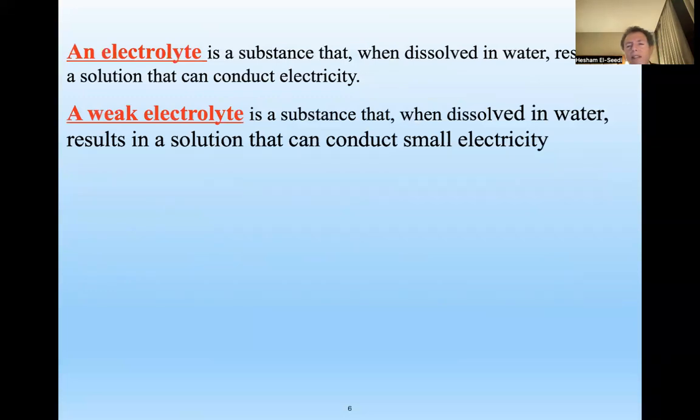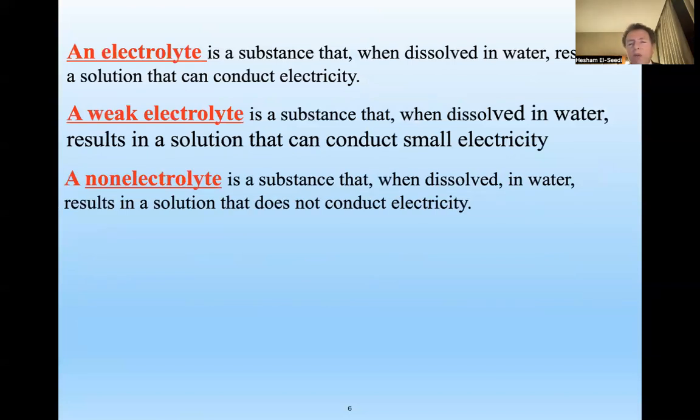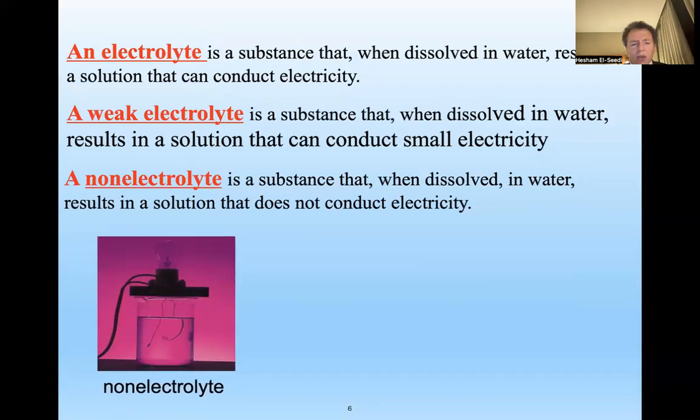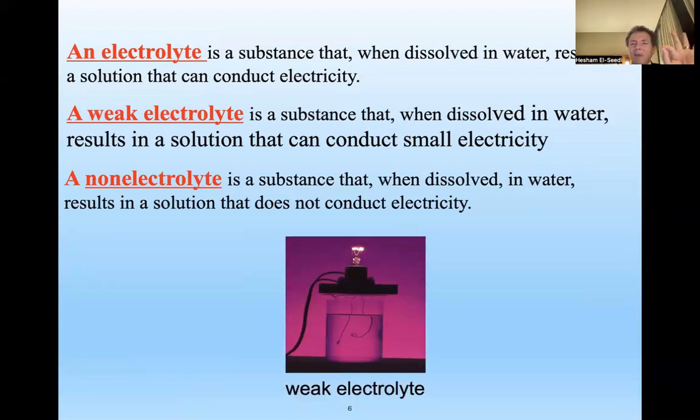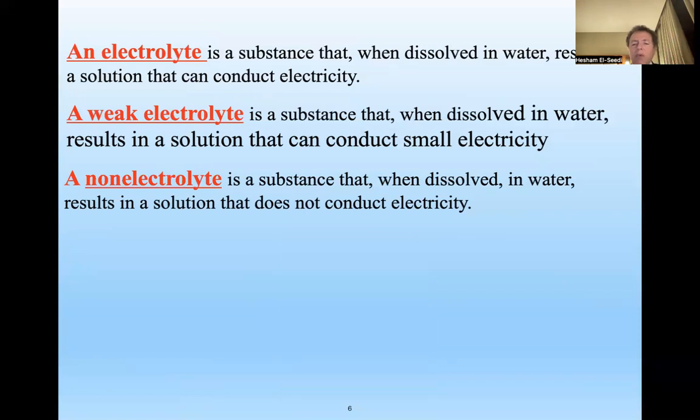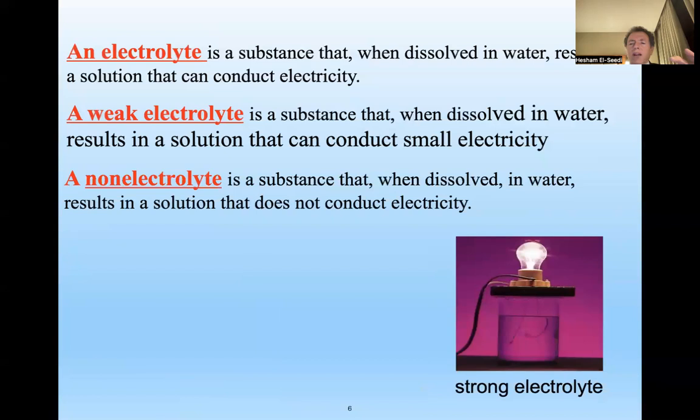What about electrolyte? When a substance dissolved in water conducts electricity, it means it is an electrolyte. Weak electrolyte means small electricity. What about a non-electrolyte? It means no electricity at all is conducted. If you look at this non-electrolyte, the lamp is not lighting at all. Here, small lighting means weak electrolyte. Here, strong lighting means strong electrolyte.